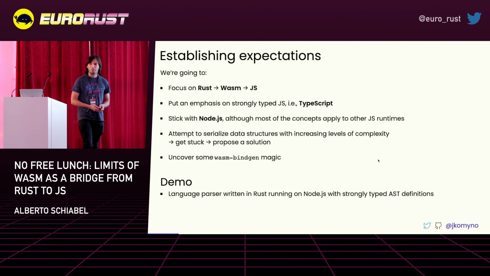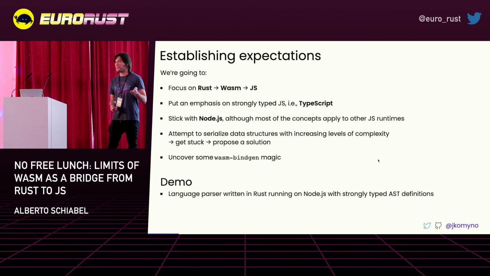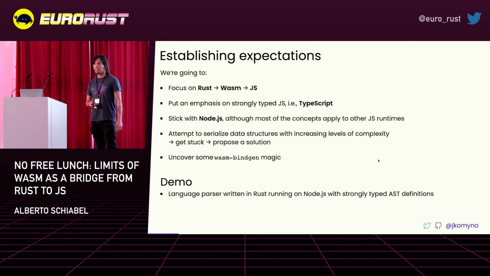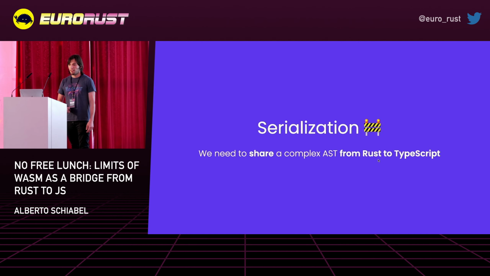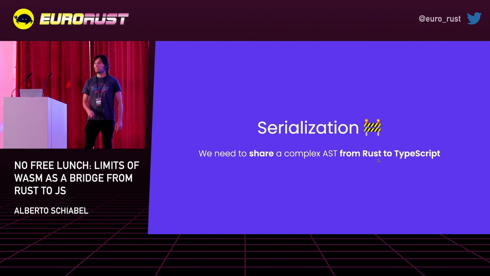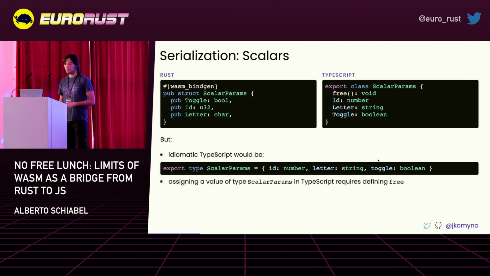As a little demo, I don't have a game to show you, like the previous presentation from Francois, but I have a language parser and validator written in Rust. And we're going to see how we can execute that in Node.js. All right, so let's start with serialization of data structures. AST, by the way, stands for abstract syntax tree, used for the parser.